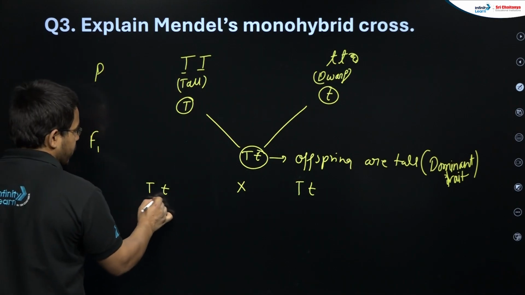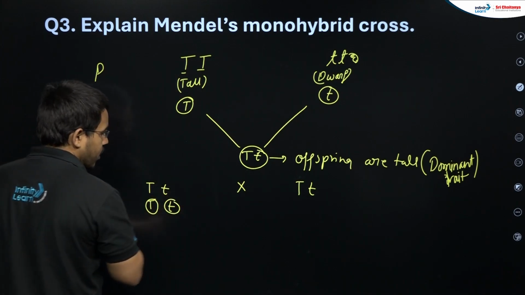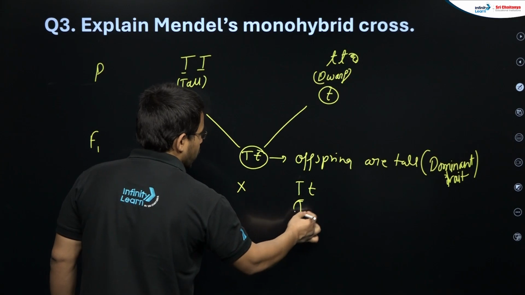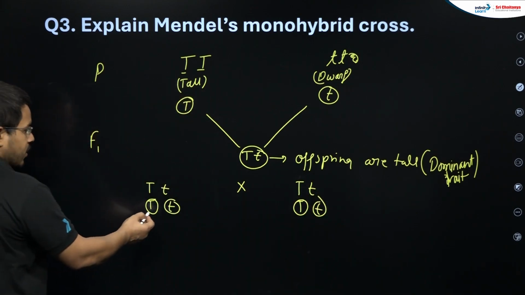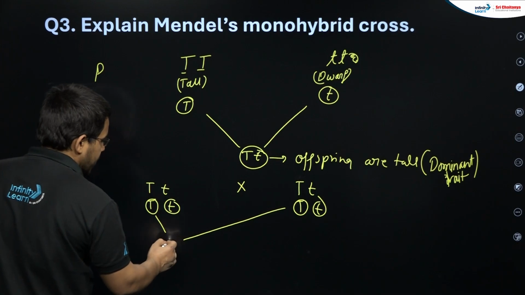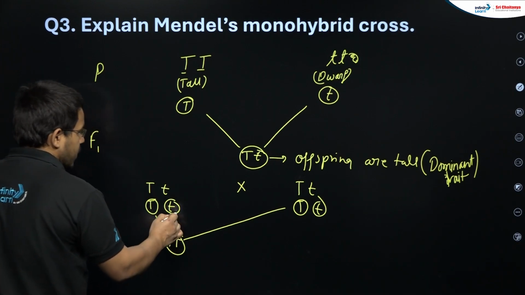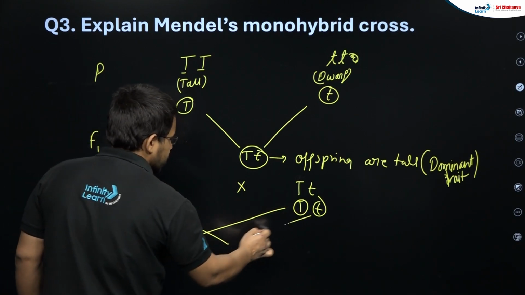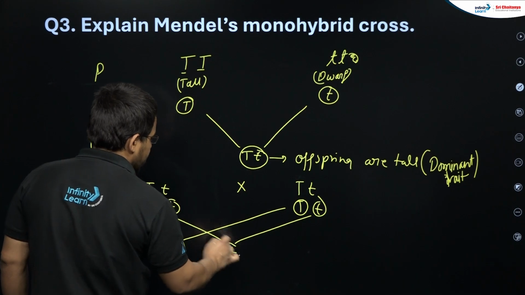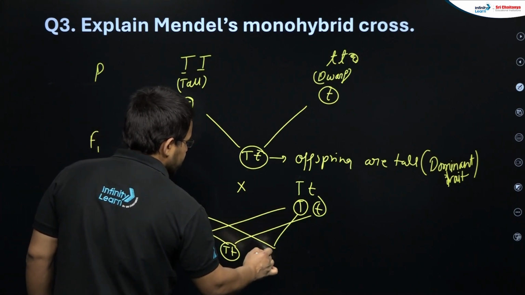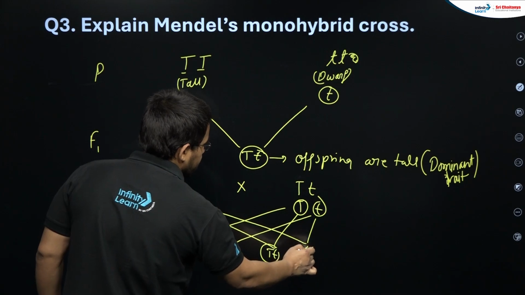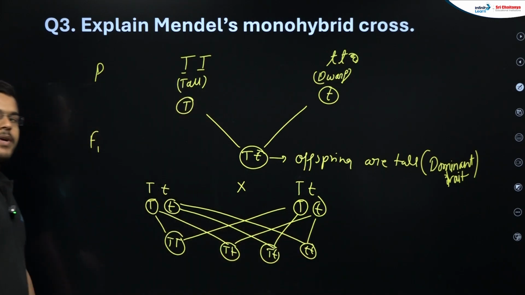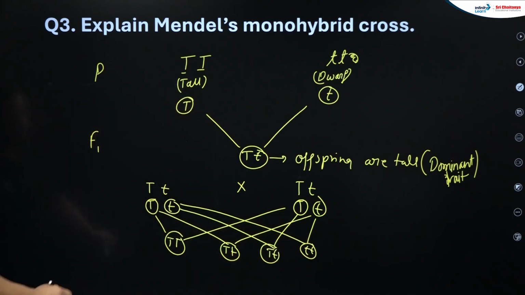Two types of gamete will form, capital T and small t over here, and here also capital T and small t. Two types of gametes are forming. Then you can cross them. So here capital T capital T first, then your capital T small t second, then your capital T small t third, and then your small t small t fourth. You can solve it students according to your Punnett square also, no problem.